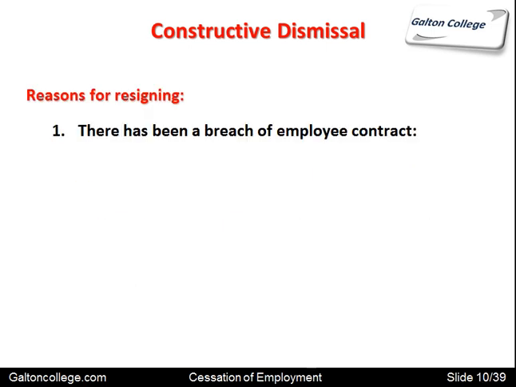Now, reasons for resigning. Well, there has been a breach of the employee contract, as I said earlier. That may be one reason for resigning. The contract has been breached. The person is no longer doing the job for which they were contracted. Their condition of employment has changed. The employer has changed it radically. It could be that the employee is being underpaid or has been demoted for no good reason. The employee would have to show, if they were going to bring an action against the employer, that they were demoted and there was no reason why they were demoted. It was just an unfair act.